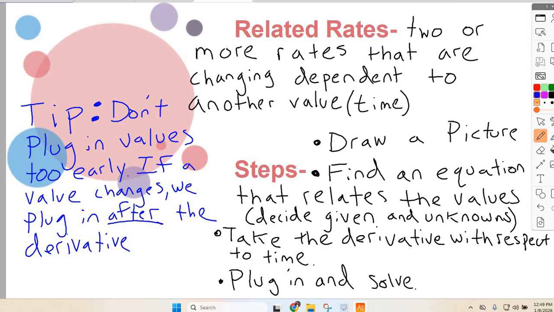Now, there will be some types of values, like if we have heights, like the height of a building, or the height of a person, something like that. Those aren't going to change, right? That's going to be constant. So those you can plug in from the beginning, because it's something that's not changing. Are we all with me there? Alright. Questions so far on that? Ready to look at an example?